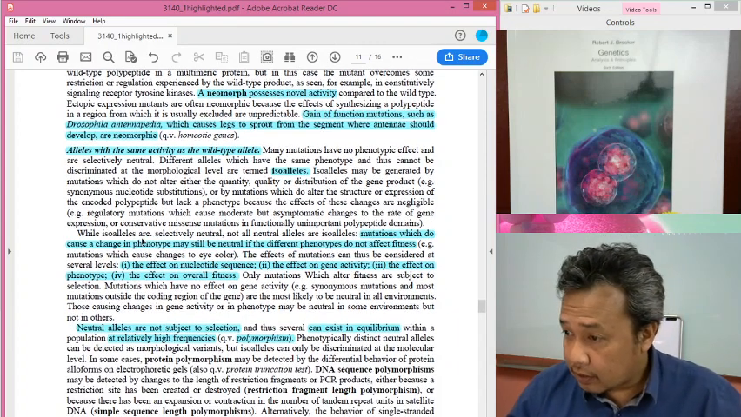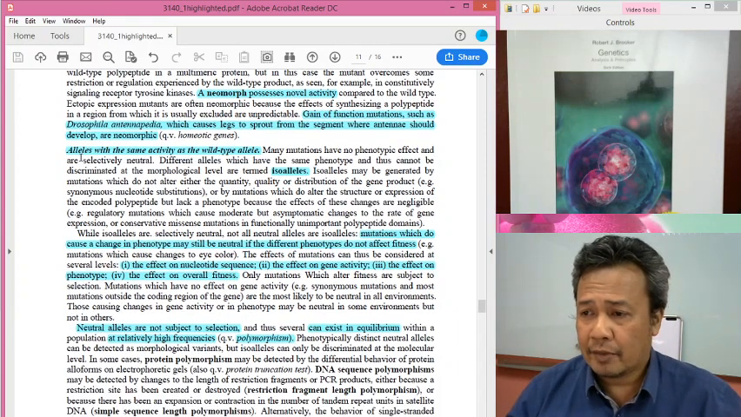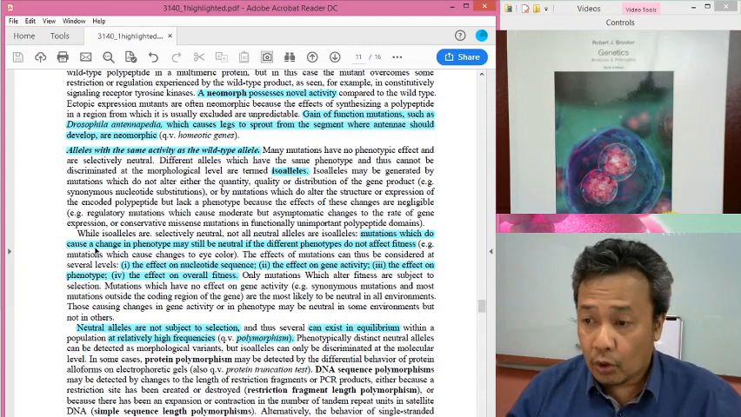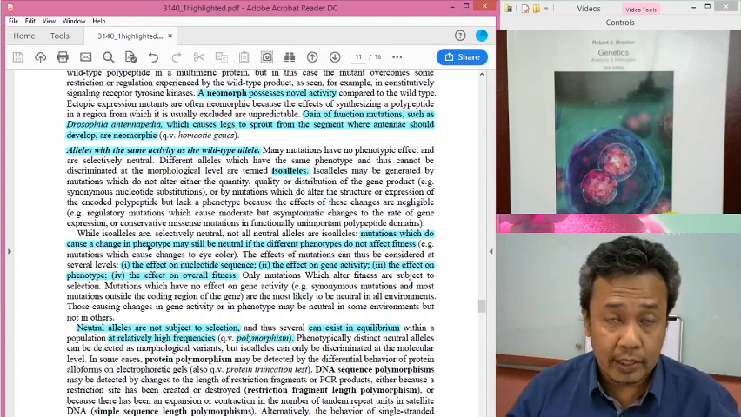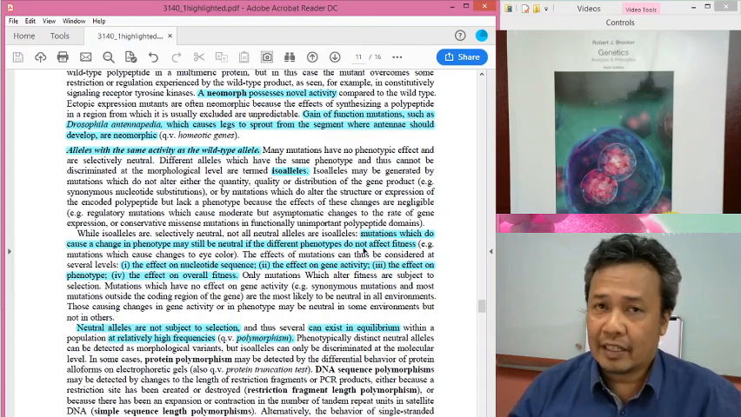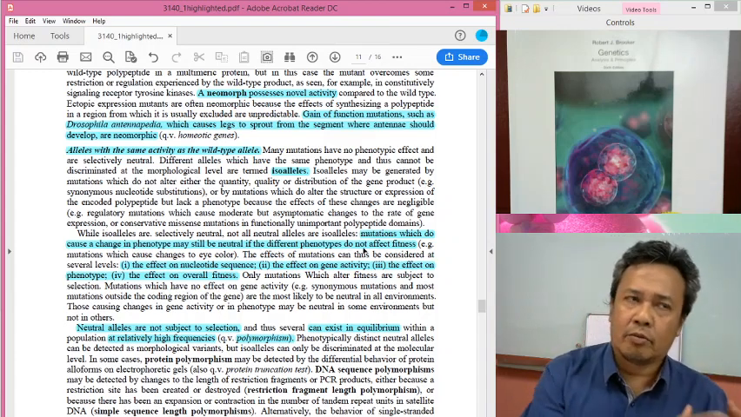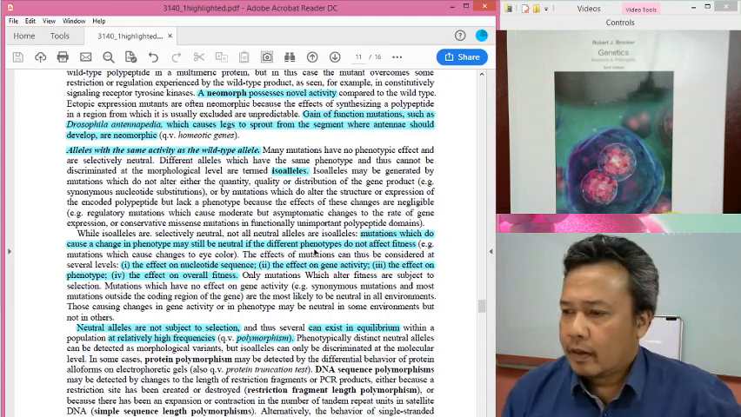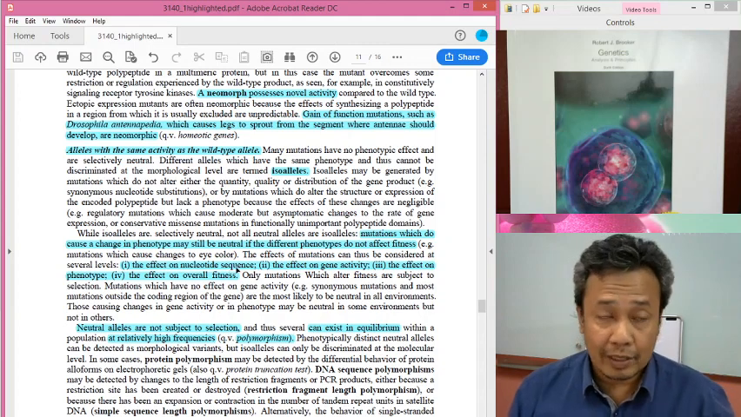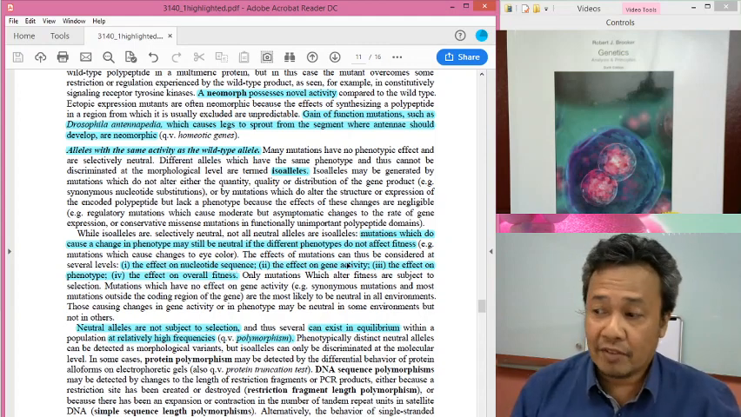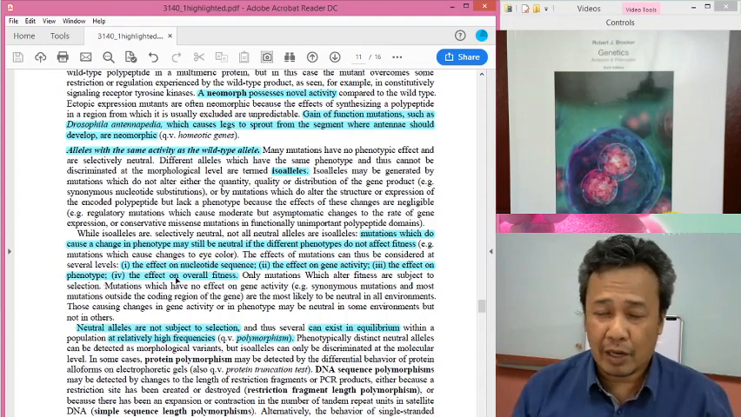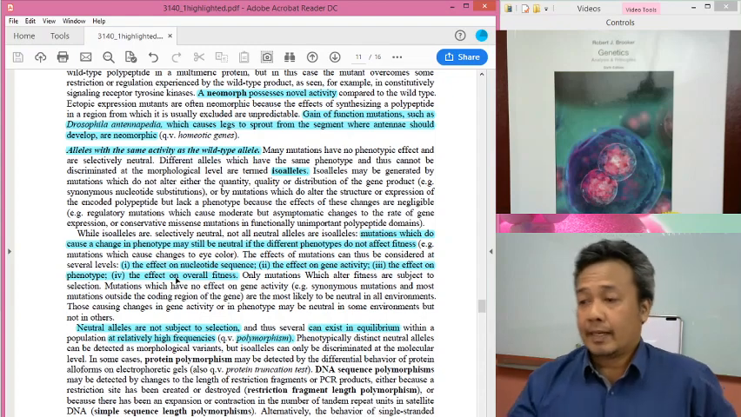Now look at this little sentence again. Up here it says alleles with the same activity are called isoalleles. Mutations which do cause a change in phenotype may still be neutral if the different phenotype does not affect fitness. So again, you're talking about function-wise or overall fitness. The effect of mutation can be considered at several levels: the effect on nucleotide sequence, so what type of mutation, the effects on activity, the effects on phenotype, and finally the effect on overall fitness. So this is how you can probably classify mutations.